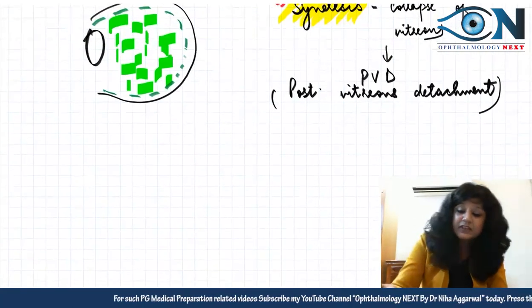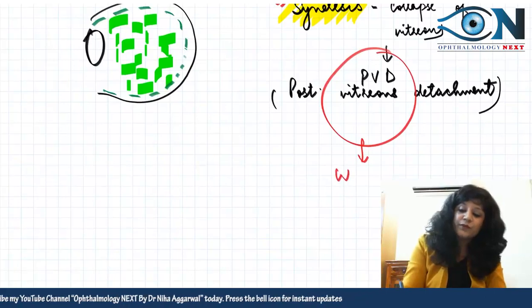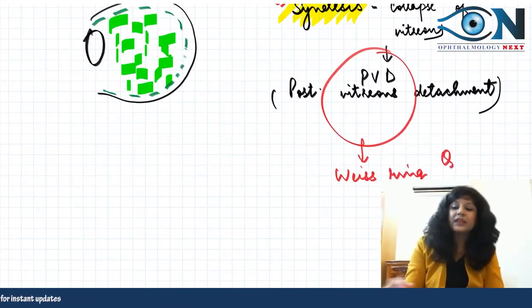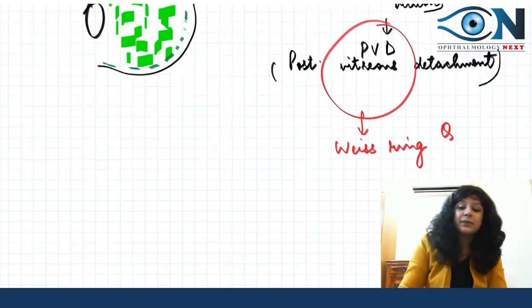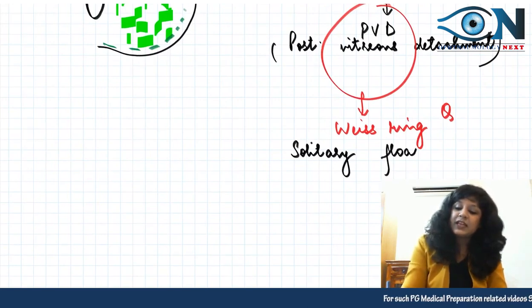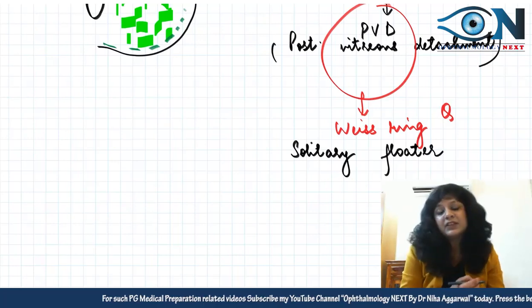Now this PVD is important because it can lead to Weiss ring. This is again important. What is this Weiss ring? Weiss ring means the person can have a single floater or a solitary floater. If a person is just seeing single floater, that is called a solitary floater. This is due to the PVD.